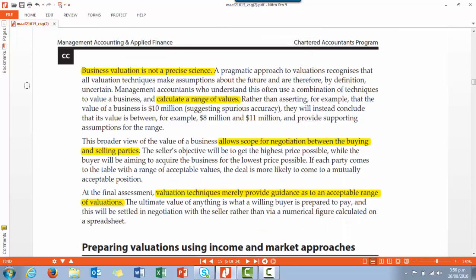Remember that business valuation is not a precise science, hence often a range of values is calculated. So the person valuing a business might say, for example, that the business is worth between $8 and $11 million. What this does is it does allow for scope for negotiation between buying and selling parties. At the end of the day, the valuation technique provides guidance as to an acceptable range of valuation. It doesn't actually set the purchase or selling price.